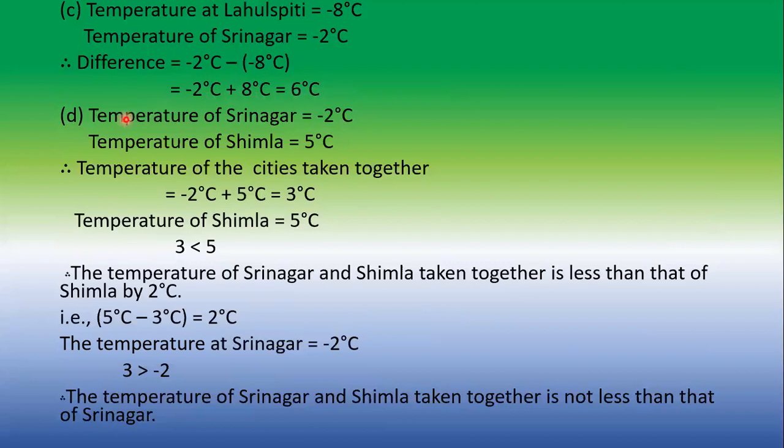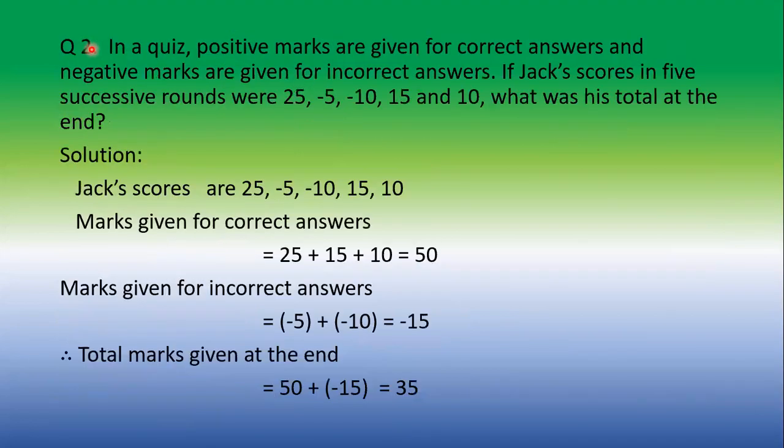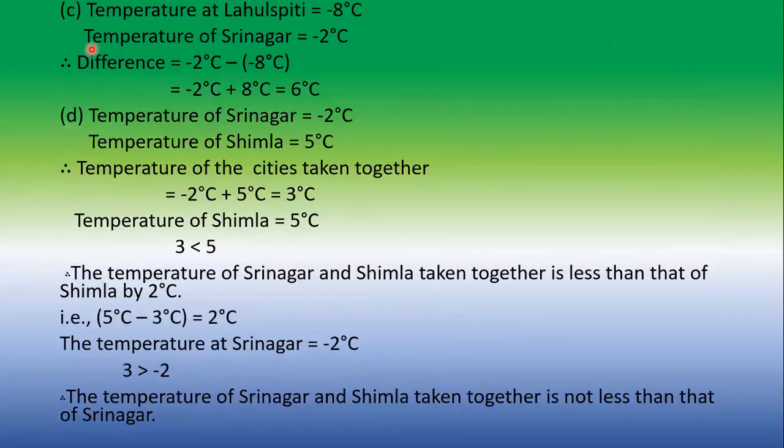Now the next question is, can we say the temperature of Srinagar and Shimla taken together is less than the temperature at Shimla? Is it also less than the temperature at Srinagar? Okay. Here we have to take the temperature of Shimla and Srinagar together. That means we have to add the temperature of Shimla and Srinagar. Then we have to see whether this temperature is less than the temperature of Shimla. What is the temperature at Srinagar? Minus 2 degrees Celsius. Temperature at Shimla is 5 degrees Celsius.